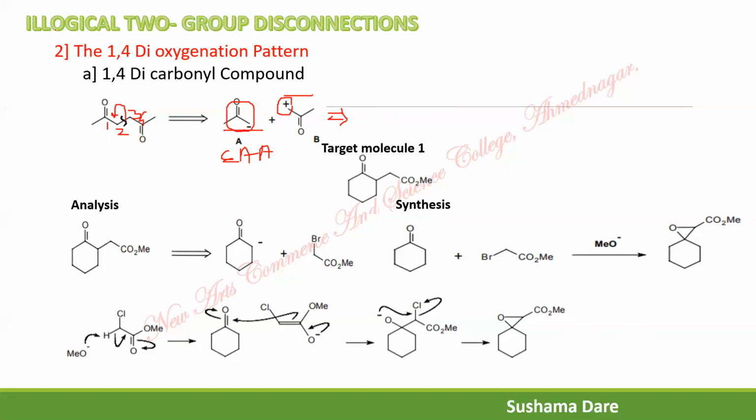That's why it is under the heading of illogical two group disconnection. Now, this is the new target molecule. Ask the question to the target molecule, which functional group? A carbonyl is there, again a carbonyl group is there. Now you identify the relation. This is 1, 2, 3 and 4. So the base disconnection is 2, 3.